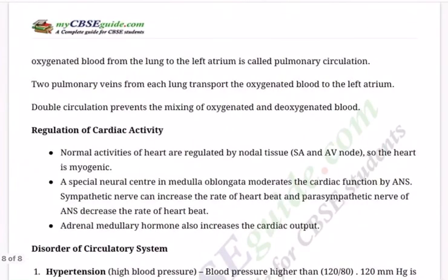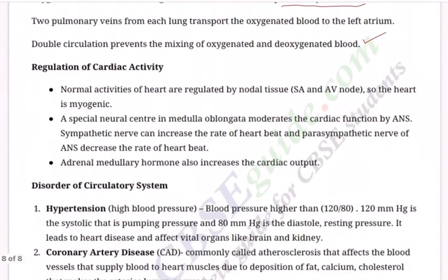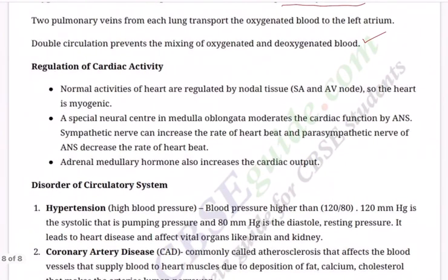The flow of deoxygenated blood from the right ventricle to the lungs and return of oxygenated blood from lung to the left auricle is called pulmonary circulation. Two pulmonary veins from each lung transport the oxygenated blood to the left auricle. Double circulation prevents mixing of oxygenated and deoxygenated blood.